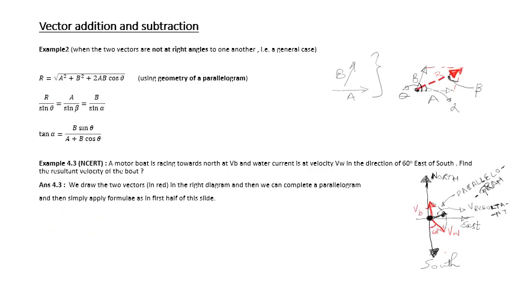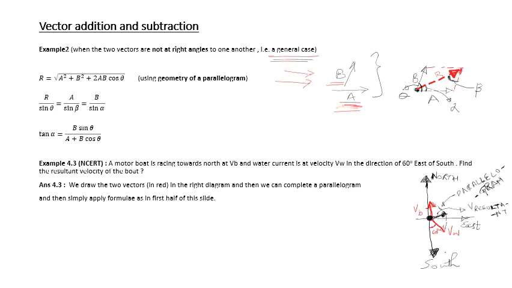In this slide, we continue discussion on the topic of vector addition and subtraction. Now, in the previous two examples that we saw in previous slides, we found vectors were at right angles to each other. But that's not a general case. In a general case, the two vectors may not be at right angles to each other. They could be at an acute angle or an obtuse angle. So here we are going to consider a general case, and let's look at this figure on the right hand side. There are two vectors A and B, and as you can see, they are not at right angles.